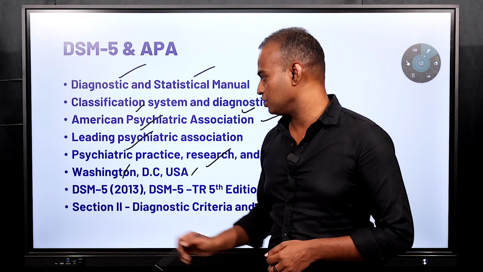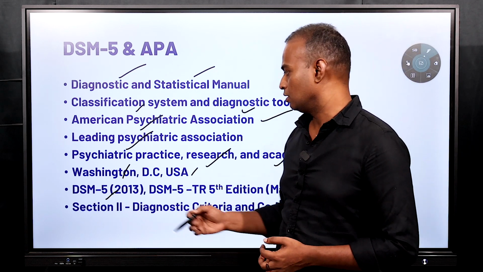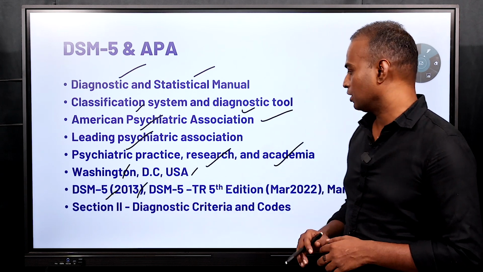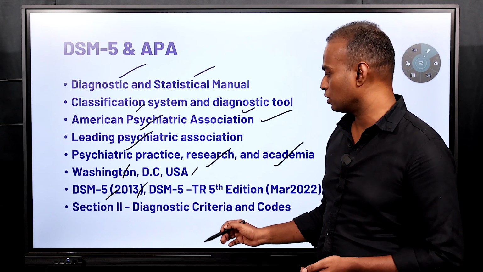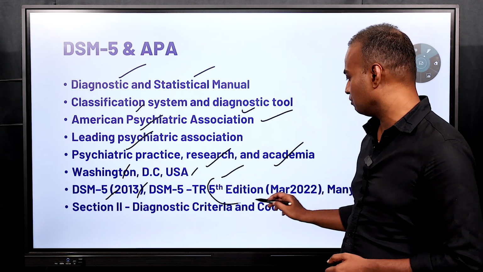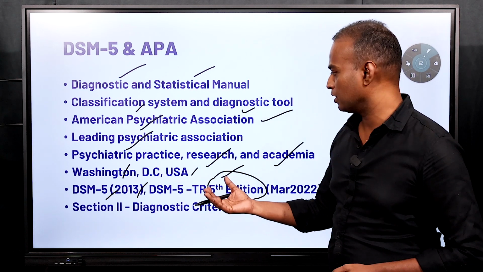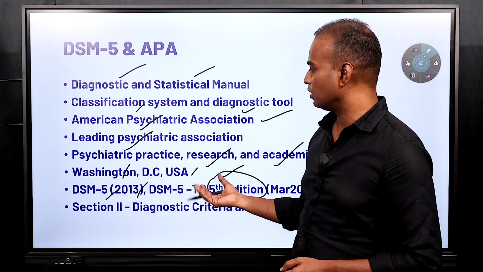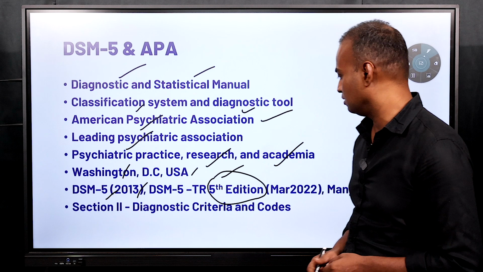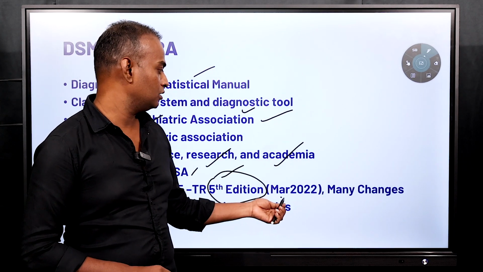So the current version is DSM-5. There are a lot of versions. The current version we are using is DSM-5, released in 2013, but there are additions to it, known as DSM-5 TR, fifth edition. TR means text revision. There are a lot of changes in DSM-5 TR compared to DSM-5, which was released in 2013. DSM-5 TR, fifth edition, was released in March 2022.